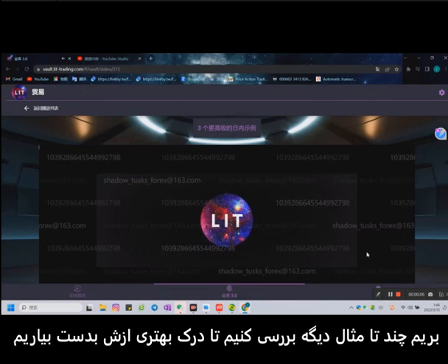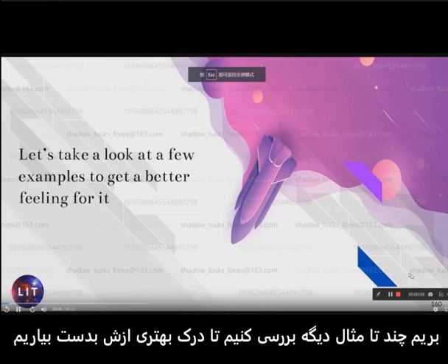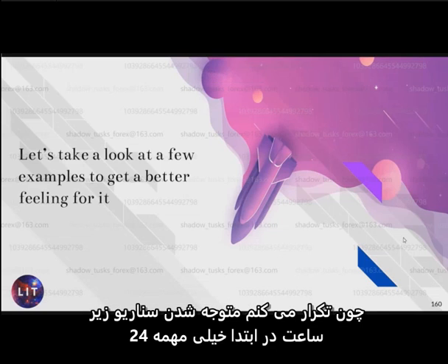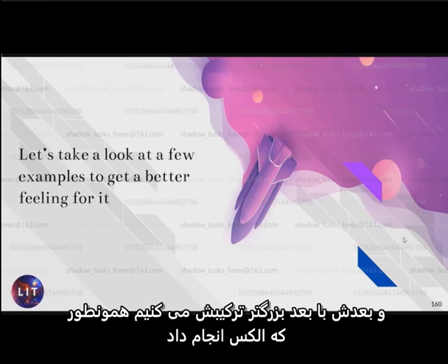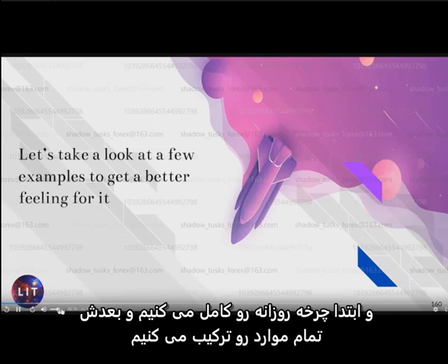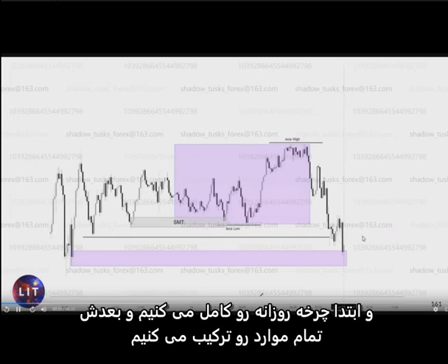Let's take a look at a few more examples to get literally a better feeling for that. Because again, it's very important to understand the internal play first, and then we combine it obviously with the bigger aspect, as Alex did very good. And again, it just makes more and more sense. First we introduce or complete the daily cycle, and then we combine everything.